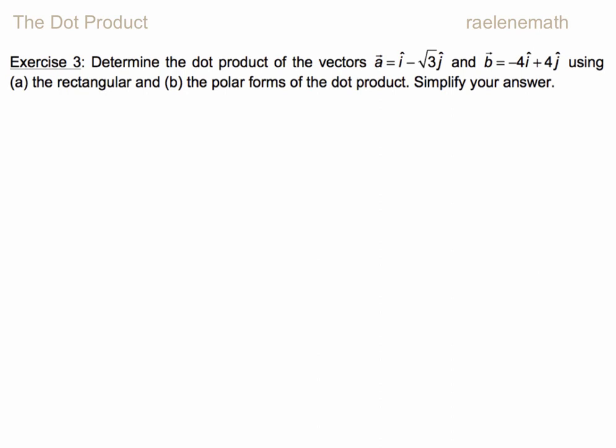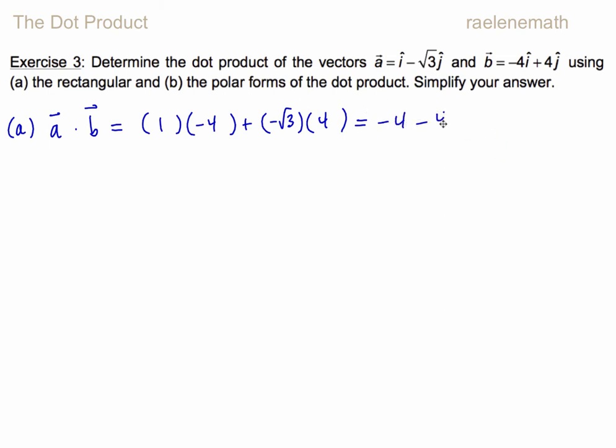In this exercise, we will work out the dot product of two vectors in both rectangular and polar forms. We have the vectors A and B in rectangular forms, so we'll do that first. We take the product of the horizontal components and add it to the product of the vertical components. So we have 1 and then negative square root of 3 for the horizontal and vertical components of A, and likewise we have negative 4 and 4 for the horizontal and vertical components of B. And so when we multiply through, we get negative 4 minus 4 times the square root of 3, which is a scalar result, and it does not have any i hat or j hat.